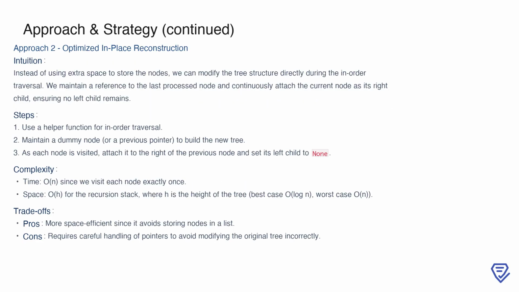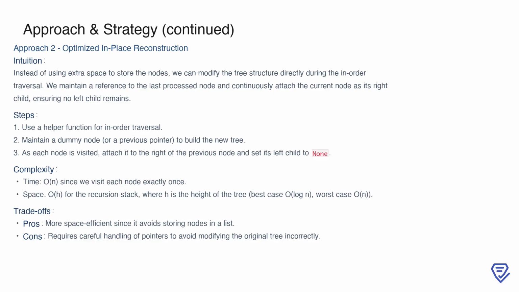A more efficient solution builds on the same in-order traversal concept but avoids the extra space required for a list. Instead, we can modify the tree in place during the traversal. The key idea here is to maintain a reference to the last processed node and continuously attach the current node as the right child of that reference, while ensuring the left child is set to null. This approach starts with a dummy node to serve as the placeholder for the new tree, and as we traverse the original tree, we modify its structure directly.